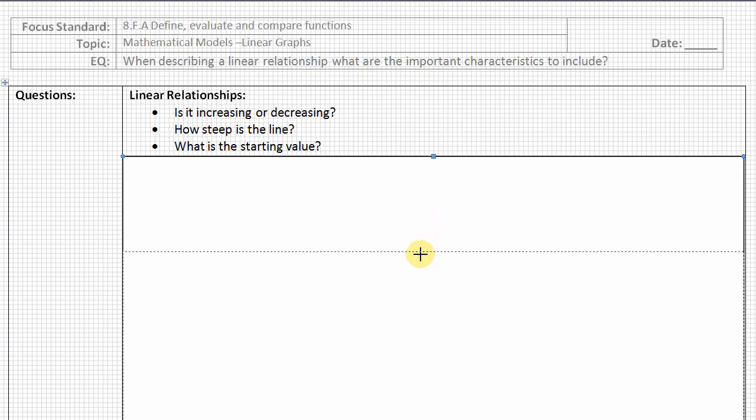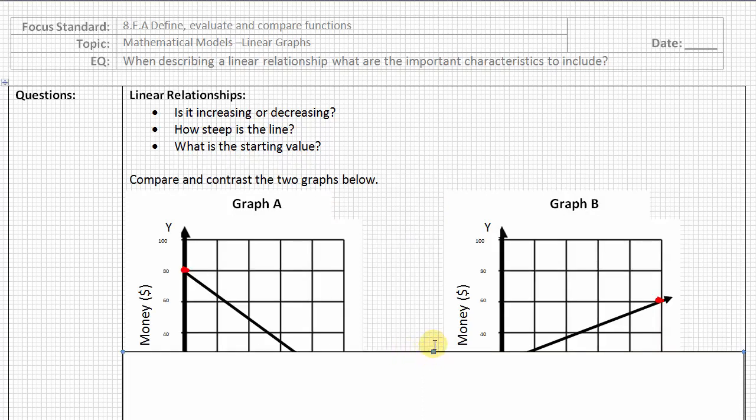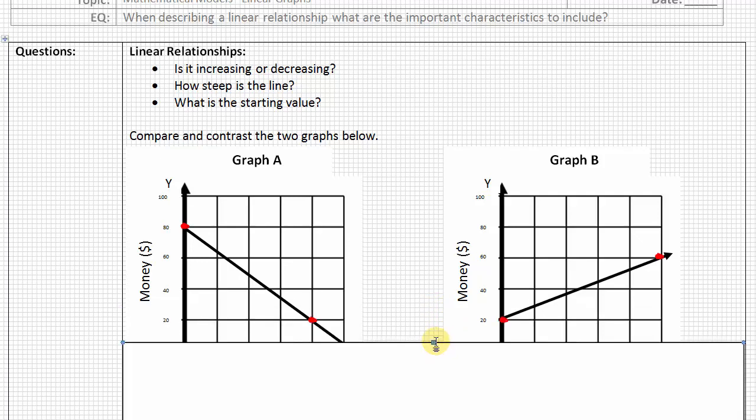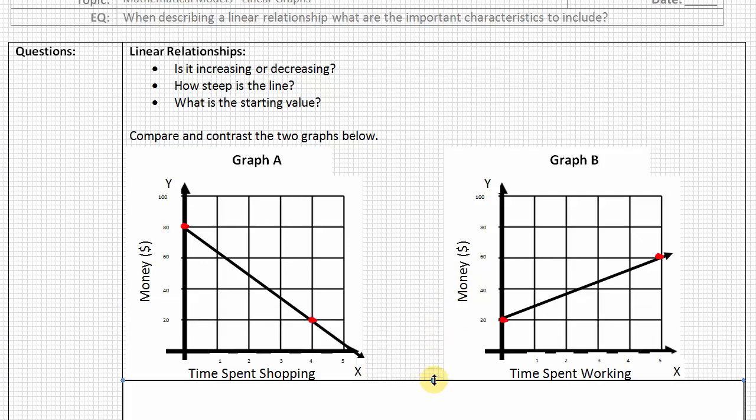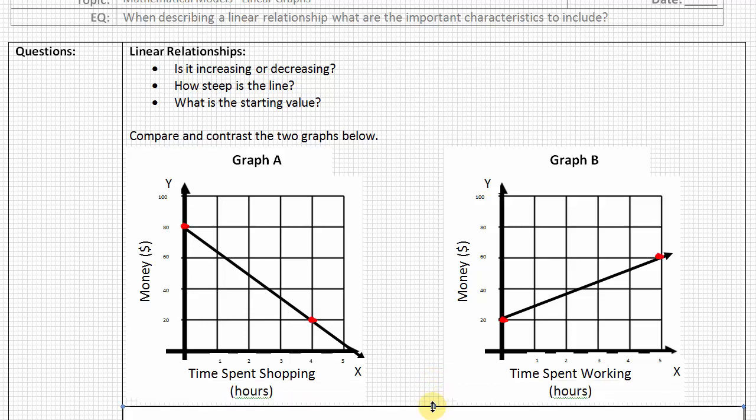So today I'd like us to create two graphs. And for simplicity's sake, I've just titled them Graph A and Graph B, although there's enough information we probably could have given a more specific title. We're being asked to compare and contrast these two graphs. In Graph A, on the x-axis, we're looking at time spent shopping in hours compared to the amount of money that we have. In Graph B, we're looking at time spent working in hours on our x-axis compared to the amount of money that we have graphed on the y-axis.